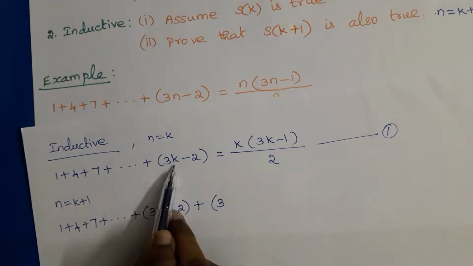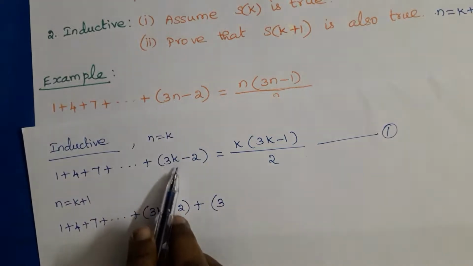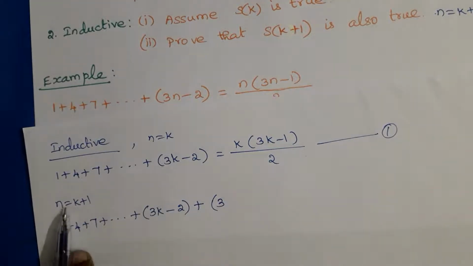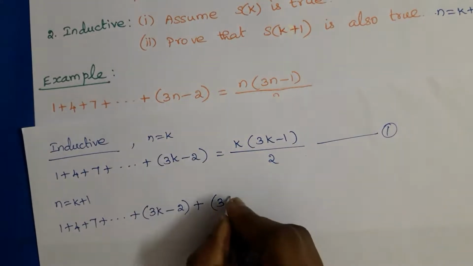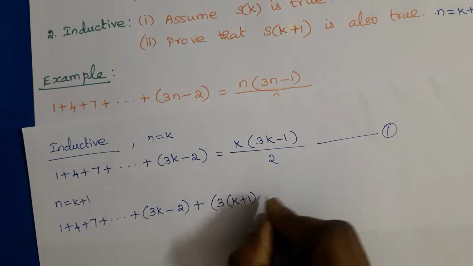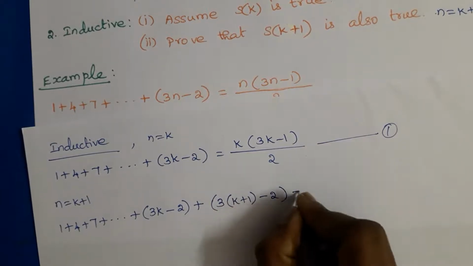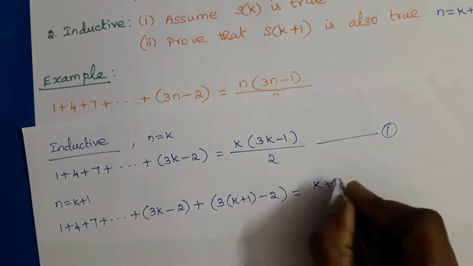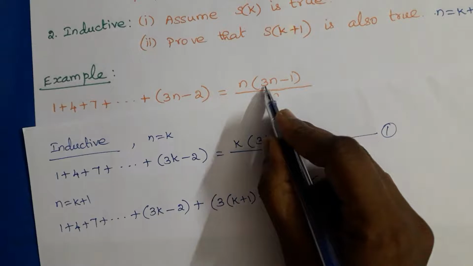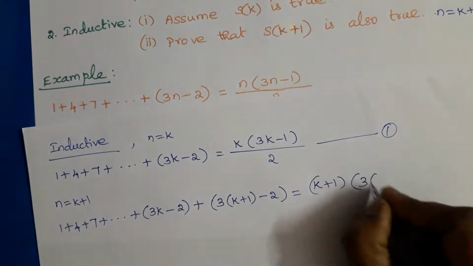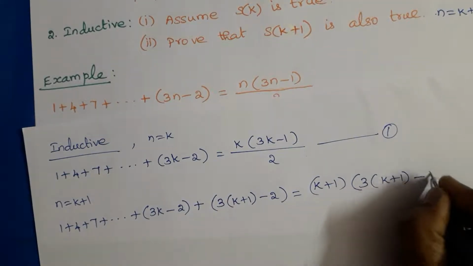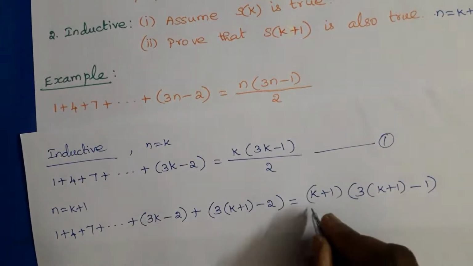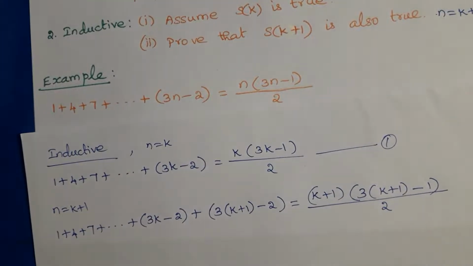In the previous equation, we substituted k instead of n. For the next one, to prove the statement, we have to substitute n as k plus 1. So 3 times k plus 1 minus 2 is equal to, instead of n, k plus 1, then 3 times k plus 1 minus 1, divided by 2.